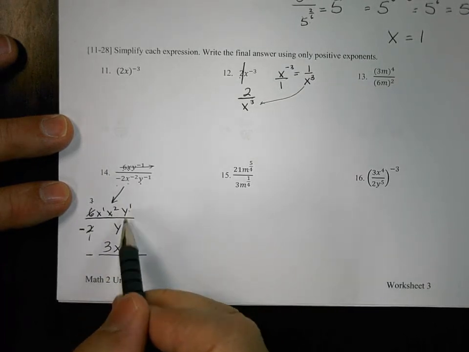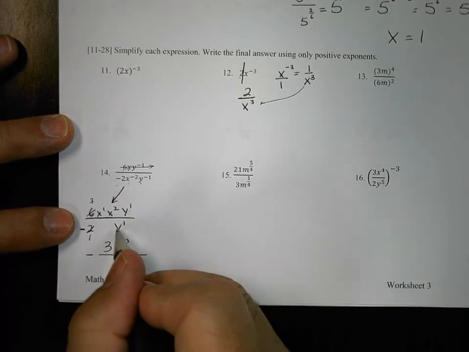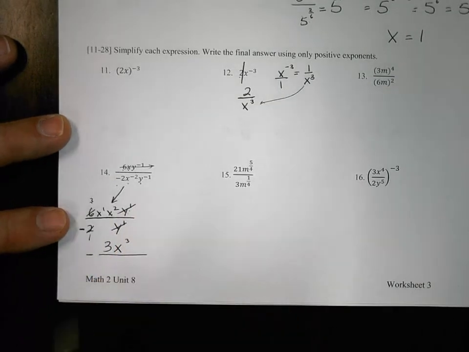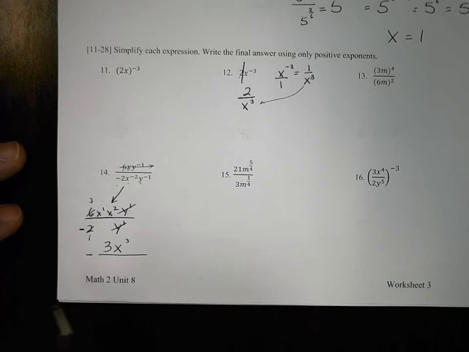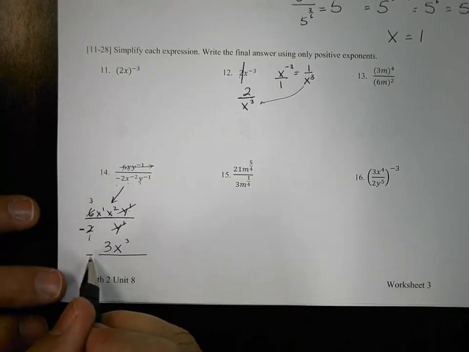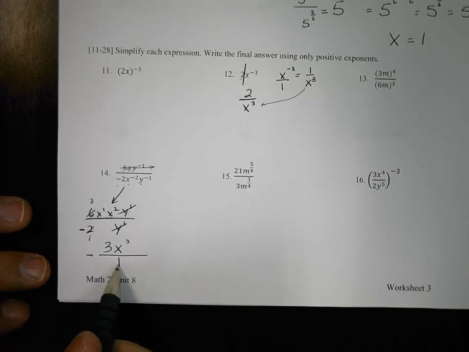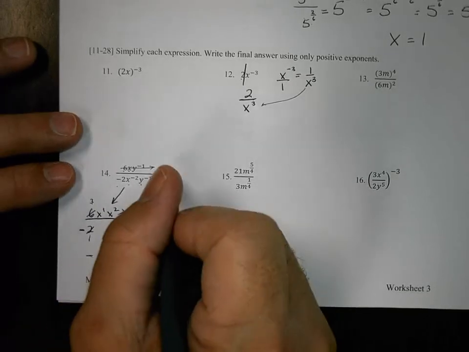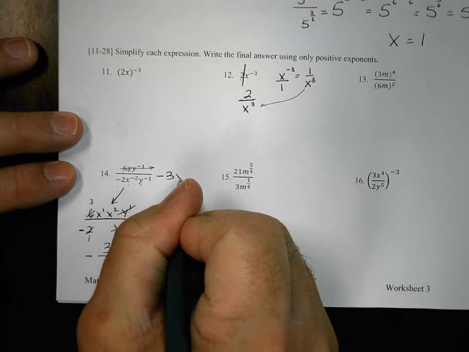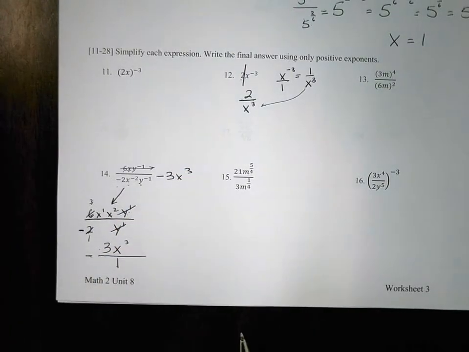Now we have this y to the first. We have 1 on top and 1 on bottom, so we can cancel 1 on top, cancel 1 on bottom, and we're done. So actually now, I'll be honest with you, since the answer is negative, there's no denominator really. We don't need the denominator, so I'm going to take that negative and put it up top, and just with the 3x to the third.